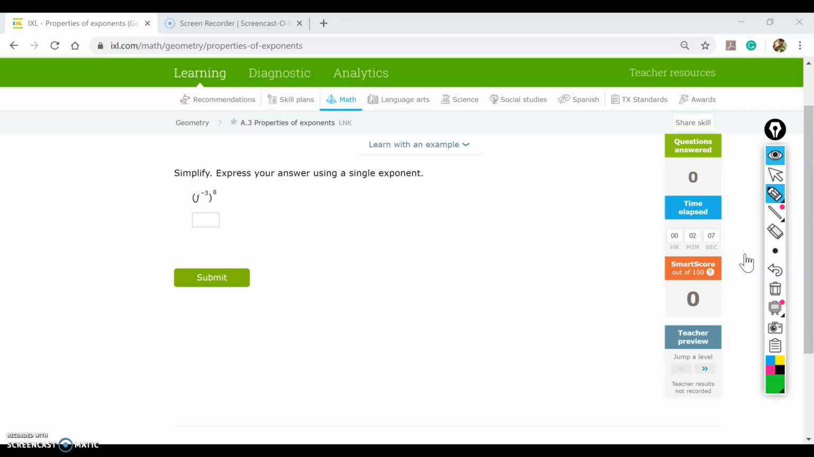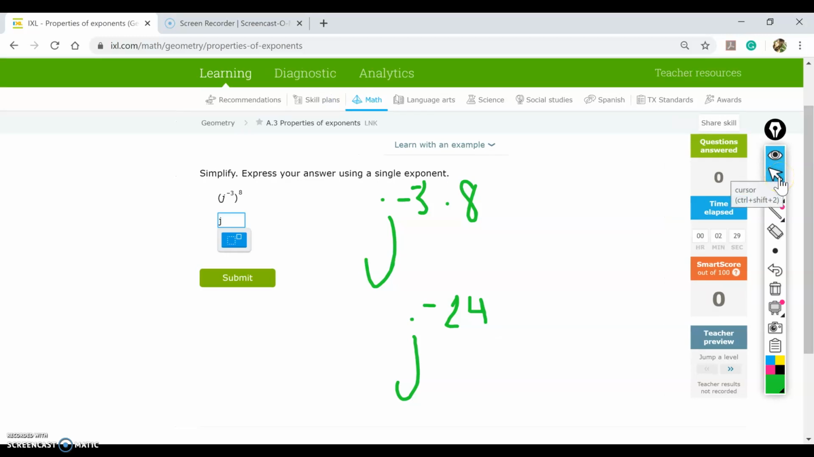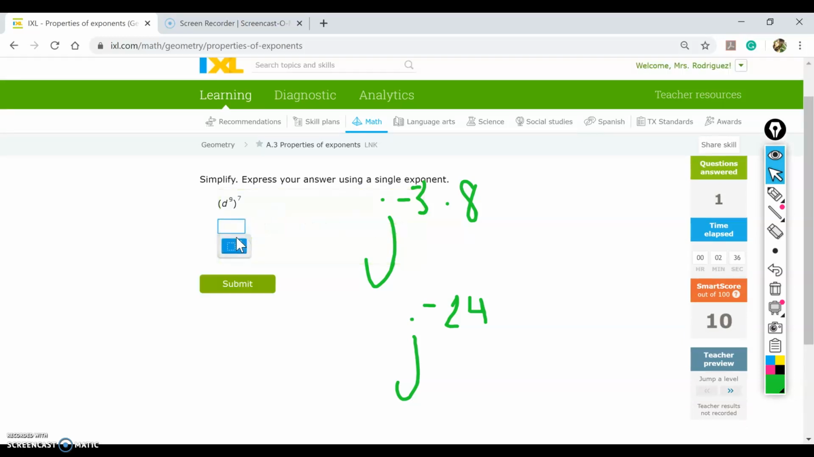So I'm going to simplify this one. If you remember the rule for this one, when it's a power to a power, the only thing I need to do is multiply the exponents. So if I do j to the power of negative 3 times 8, what is negative 3 times 8? You can do it on the calculator. That's equal to negative 24. Yes, as simple as that. My answer for this question would be j to the power of negative 24. And we got it right.